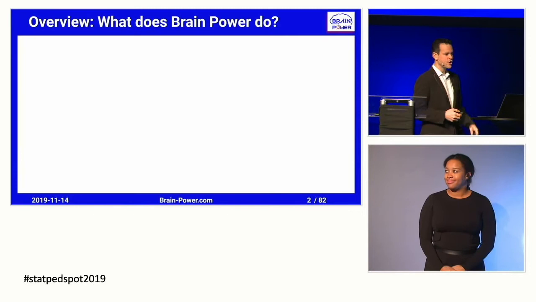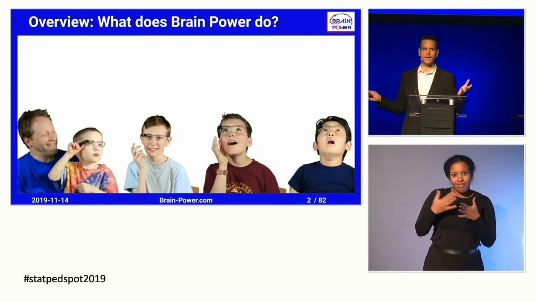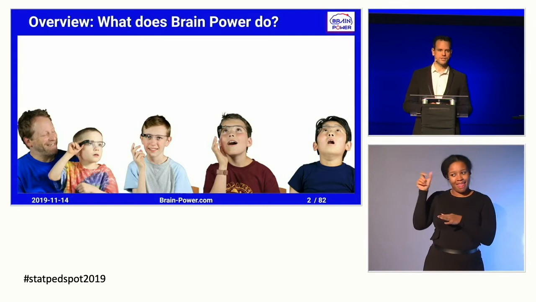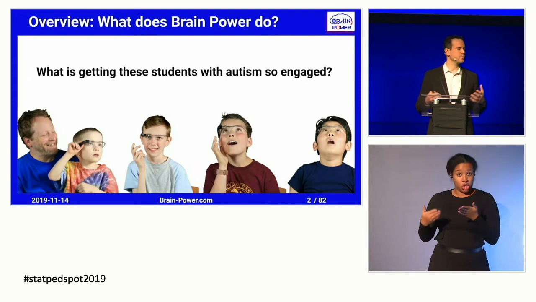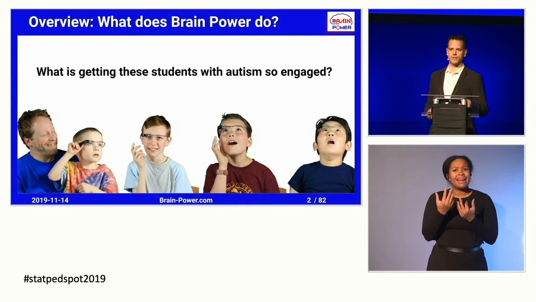So, let's start with a teaser, an overview. What does Brain Power do? These wonderful students, who all have autism, and have consented to be part of our presentations, the question is, what's engaging them? And they are engaged. What is this simple thing that we're doing, and how is it different from the comedic sketch that you just saw?